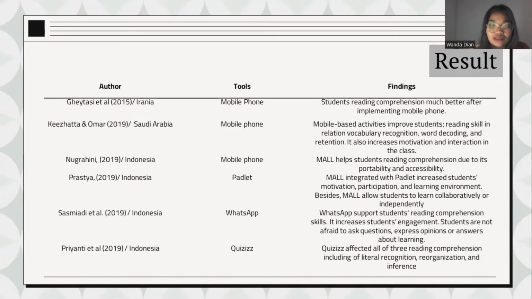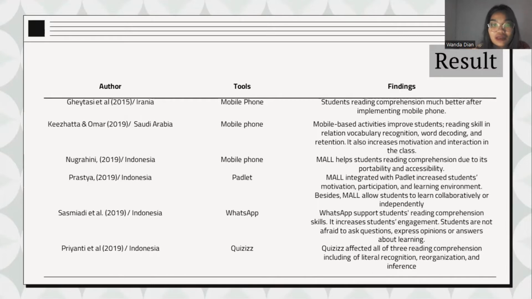The second study was conducted by Kids Hatta and Omar 2019 in Saudi Arabia, which examines the use of mobile phones on students' reading skill. The study revealed that mobile-based activity improves students' reading skill in relation to vocabulary recognition, word decoding, and retention. It also increased students' motivation and interaction in the class. The next study, conducted by Nugrahini 2019, examined the effects of mobile phones on students' reading comprehension, and revealed that MOL helps students' reading comprehension due to its portability and accessibility.